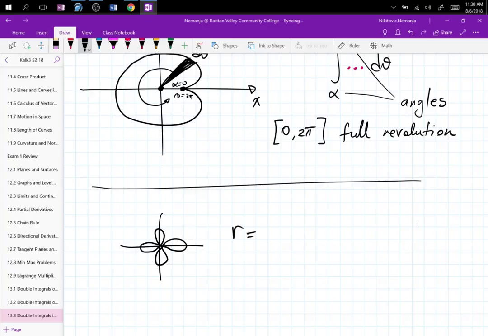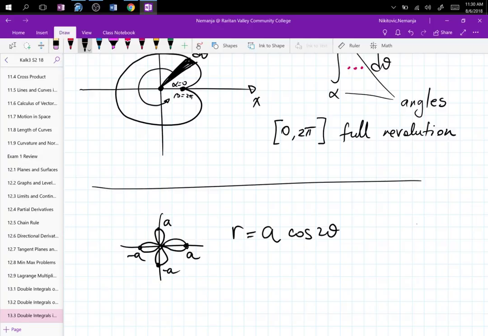R equals A cosine 2 theta, A, negative A, negative A, A. How far the flower is going to go out is the number in front of the cosine. And the number of petals is the number in front of the theta. And now that's tricky. If the number is even, then you have twice as many petals. If the number is odd, you have that many petals.